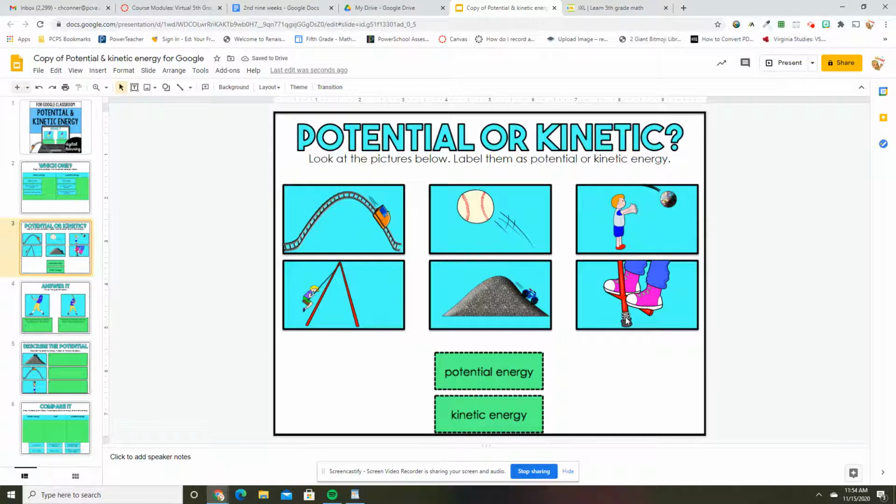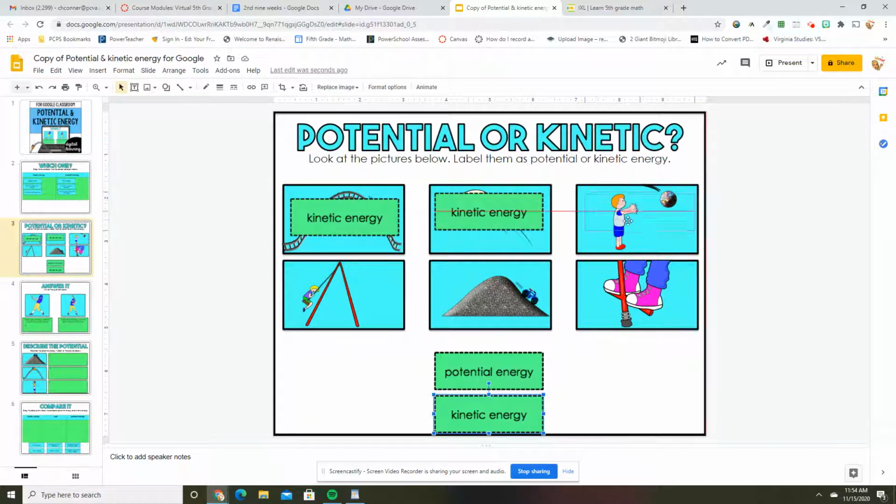So looking at these pictures, which is potential, which is kinetic? Okay, it is going down the roller coaster, so it is kinetic. The ball is being tossed. It is kinetic. That moment where you were tossing the ball, that is kinetic. It's the moment when you're on a pogo stick, and you are stopped at the bottom. You're not moving. You will in 2 seconds, but that moment where you were stopped, that is potential.